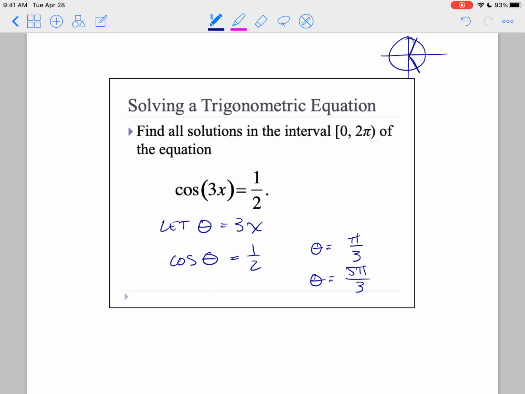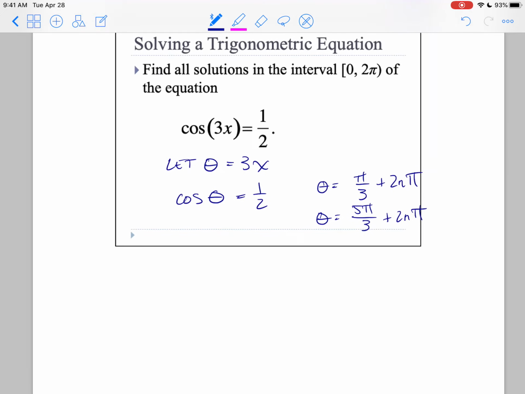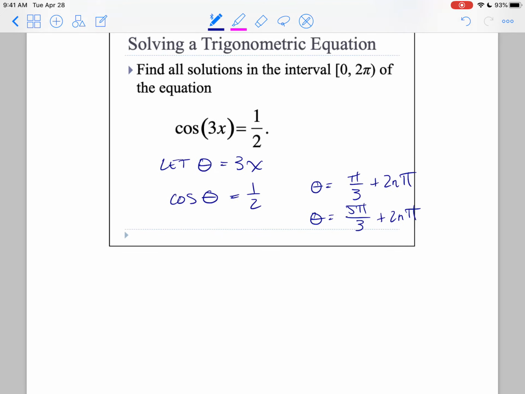All right, but my period is not 2 pi. It's 2 pi over 3. And so I need to figure out, are there other solutions? So this would normally be all of the solutions to this, right? But we're not looking for theta, we're looking for x.